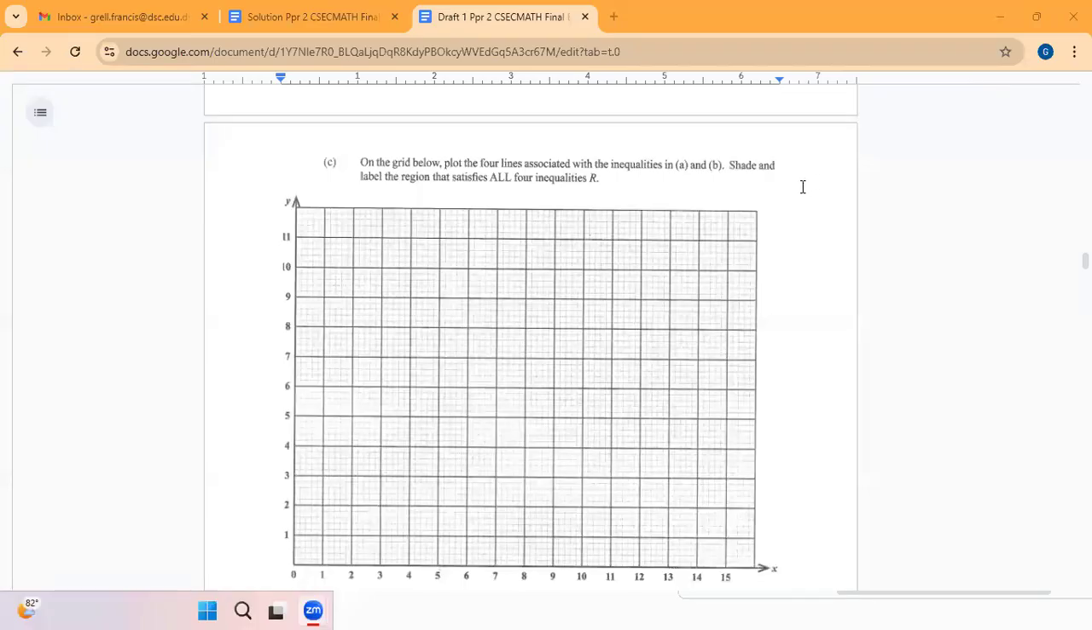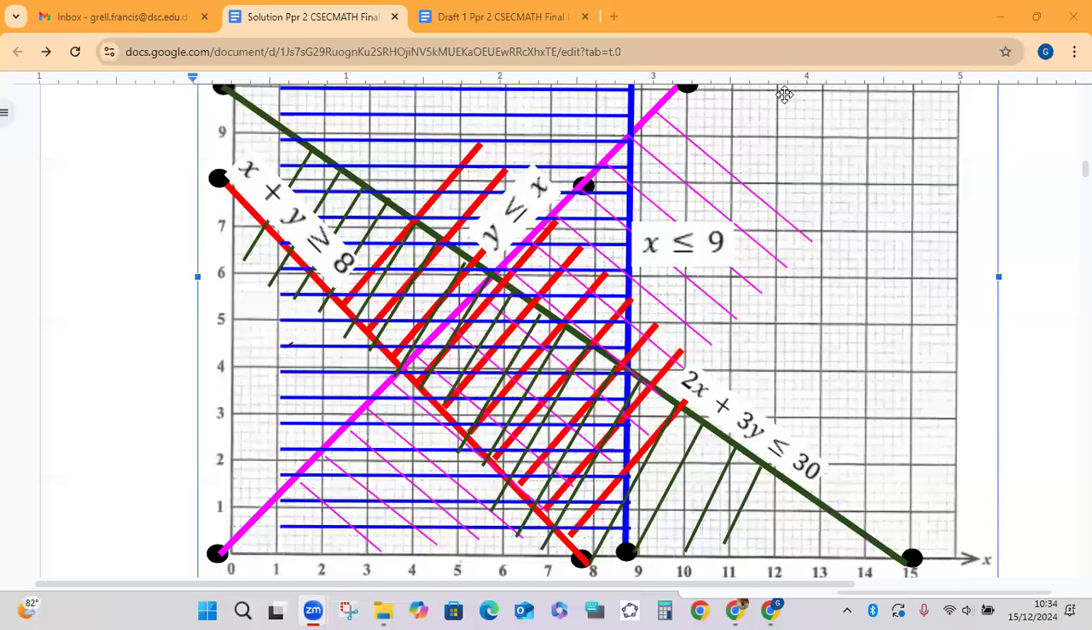So now it says we have to shade and label the region that satisfies all the 4 inequalities. So we've got to do that. We have the 4 lines, but we have to shade the region that satisfies all the 4 inequalities, and we have to call that region R. As you can see, here are the lines that have been color-coded.